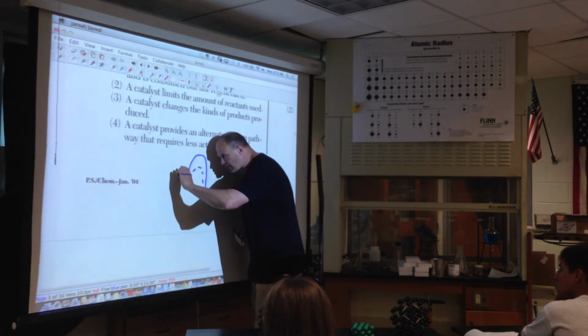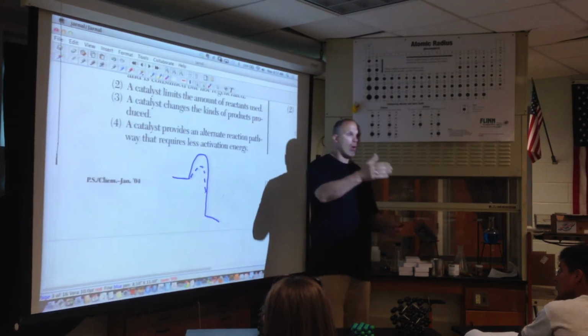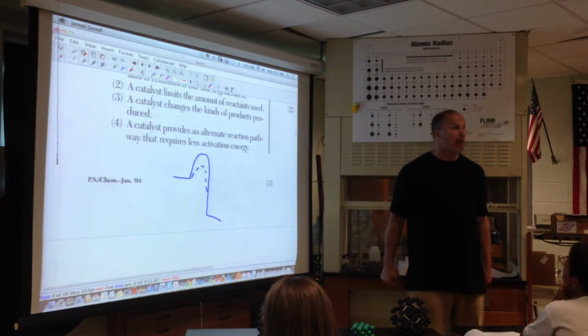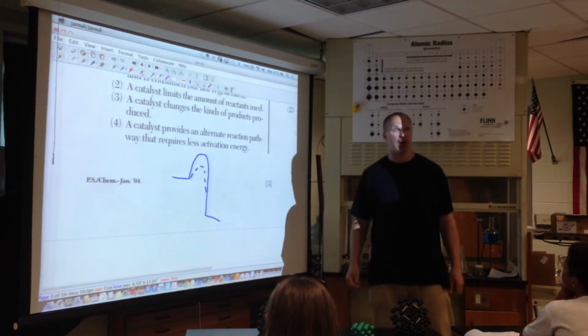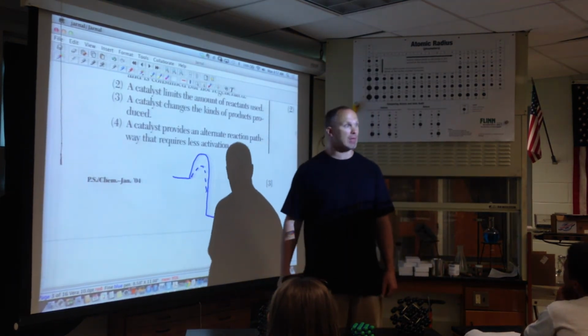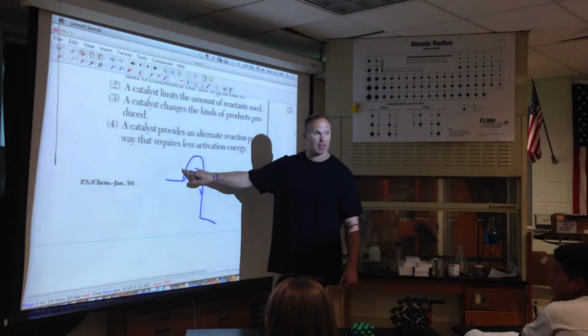This is a lower activation energy. So it lowers the activation energy. So if me and Noah have a race to see how many rides we can make with a slide, and he's got a 20-foot slide and I've got a 3-foot slide, in 10 minutes, how many rides can we make? I'm going to get a lot more rides in, because it takes a lot less energy for me to climb my slide than it does for Noah.